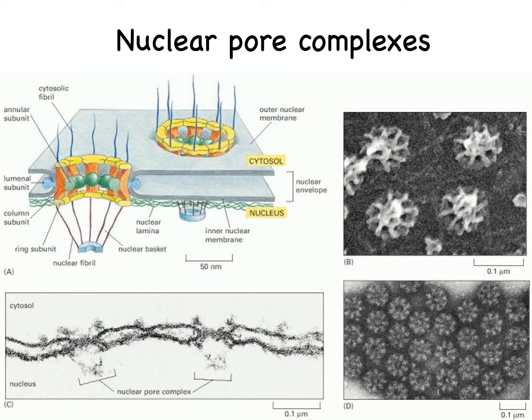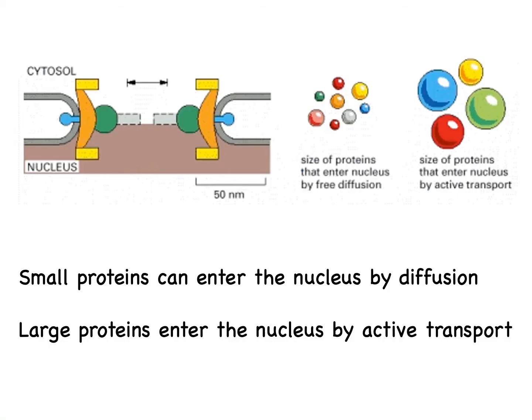And again, there are proteins that control the import and exit of different molecules, particularly big molecules. Small molecules pretty much can flow in and out through the pores. And that's shown in this figure. Again, small molecules can enter the nucleus by diffusion, but these large proteins have to be actively transported. And there are some proteins that facilitate that.